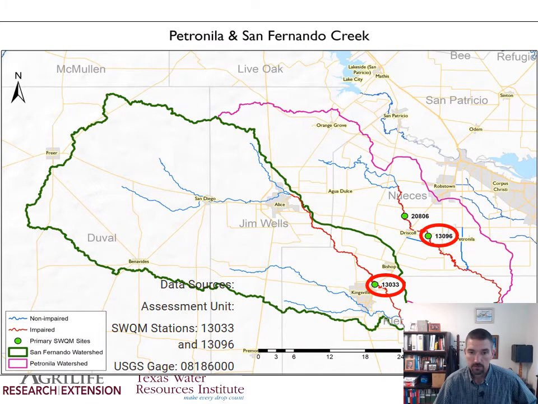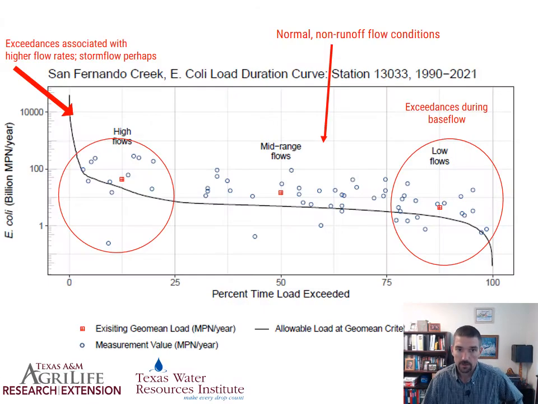So with that, I'm going to switch over and demonstrate these load duration curves. So this is a load duration curve with some highlights and arrows and things circled just to help better understand these things. So this is for San Fernando Creek, at the station just north of Kingsville there on 77. And you'll notice that the data period is from 1990 all the way up to 2021.